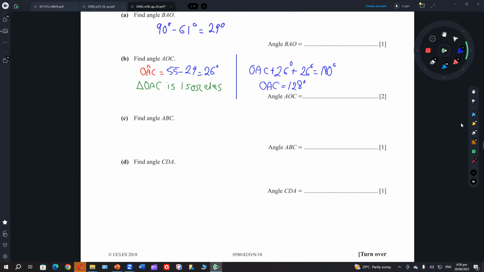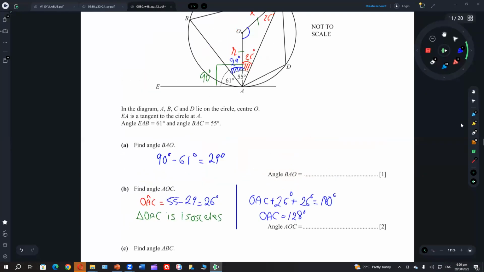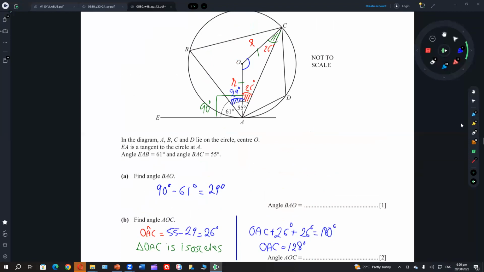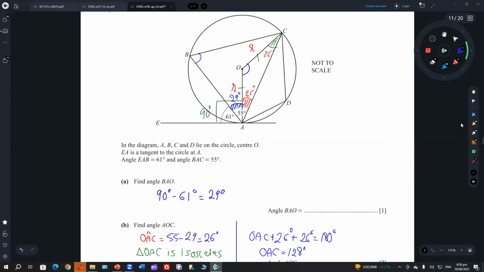Find angle ABC. So now the examiner is talking about this angle. We have got the angle at the center, which is now 128. If we know the angle at the center is 128, how can I find the angle at the circumference?